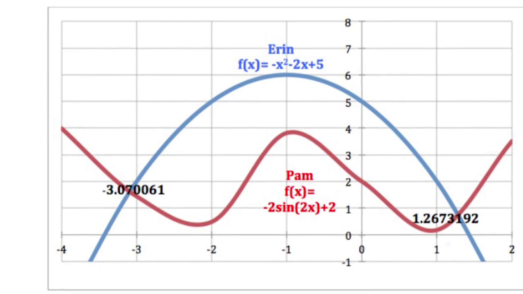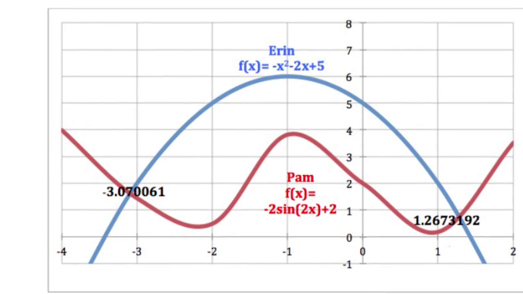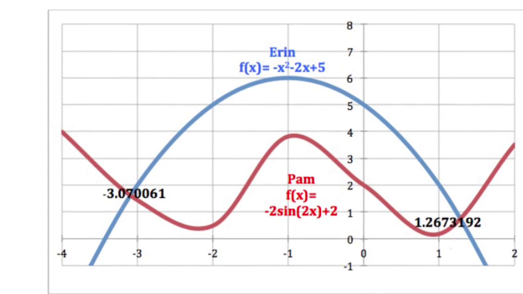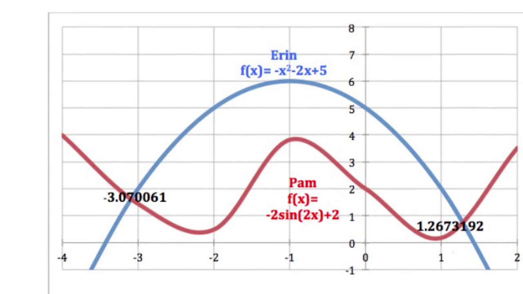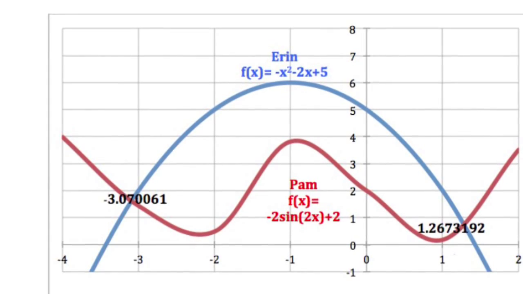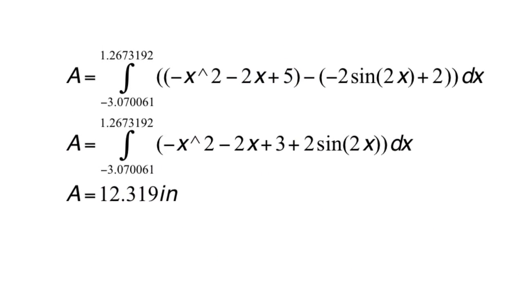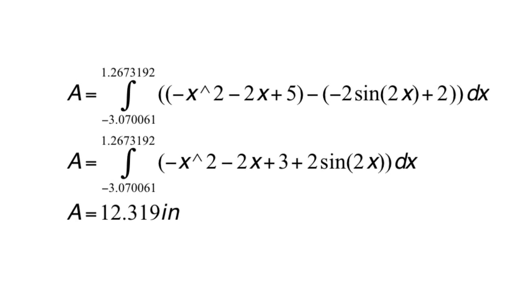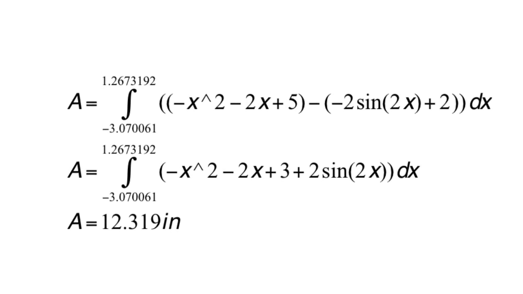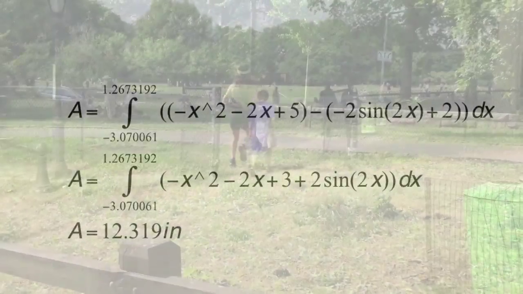The graph tells us where the curves intersect, so we already know where the boundaries of our integration problem are going to be. We then take the integral of the function created when we subtract the lower curve from the higher curve. If we take the integral from about negative 3.07 to 1.26 of Erin's curve minus Pam's curve, we can see that the difference is about 1 foot. Ooh, better luck next time, Pam.